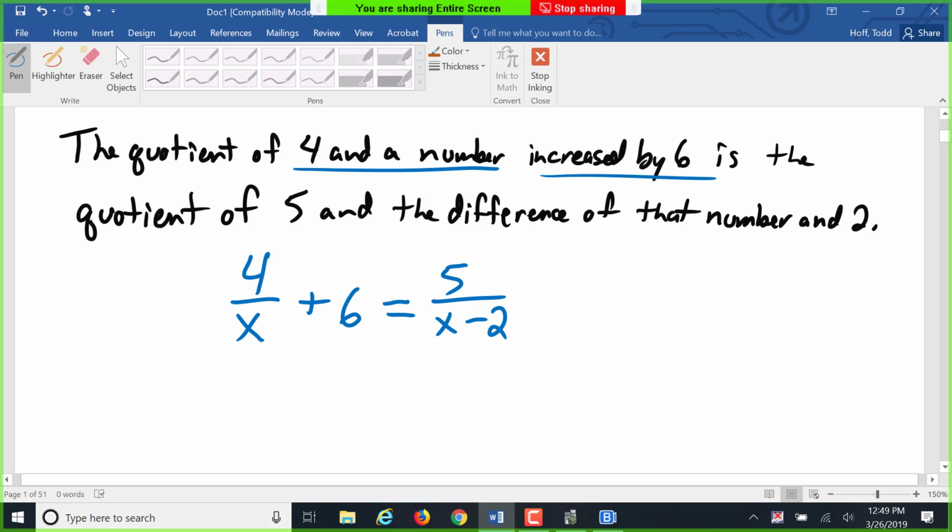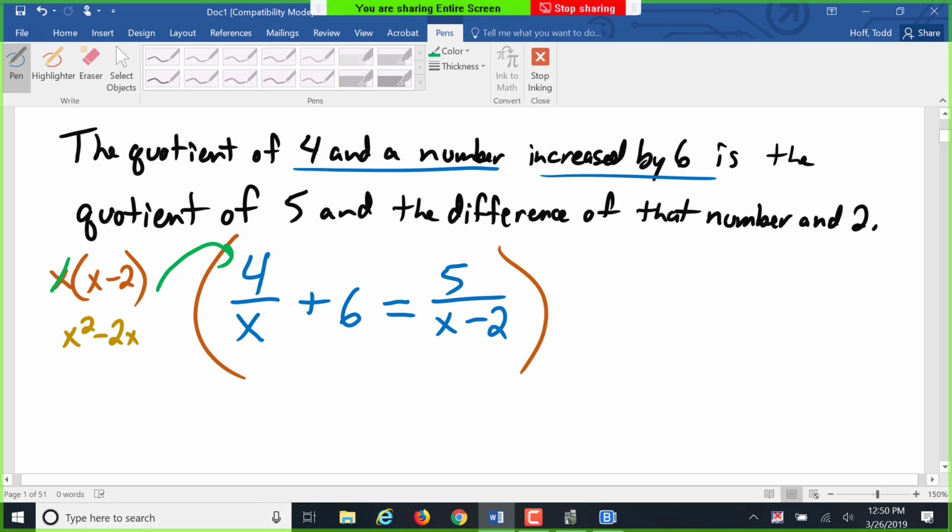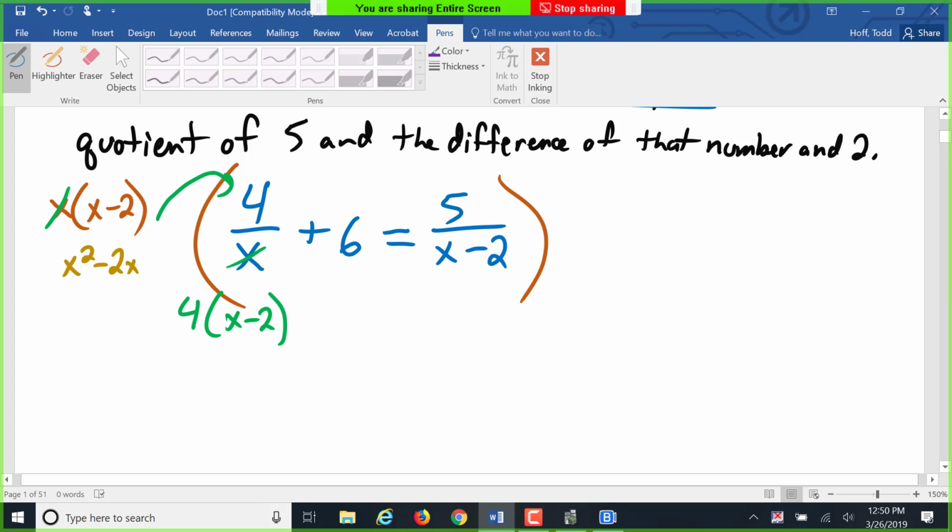This is a lot more complex equation, because now our least common denominator is found by simply multiplying those denominators together. x times x minus 2, which of course is x squared minus 2x. So now we will multiply through our equation. Multiplying 4 over x, well, there the x's would just cancel out. We have 4 times x minus 2. What's that going to give us? 4x minus 8, very good.